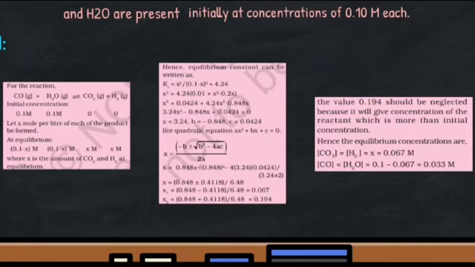So here x is the concentration of CO2 and H2 as we have already seen. So it will be 0.07 molar. So concentration of CO and H2O will be 0.1 minus x, which is 0.1 minus 0.067, which is equal to 0.033 molar.